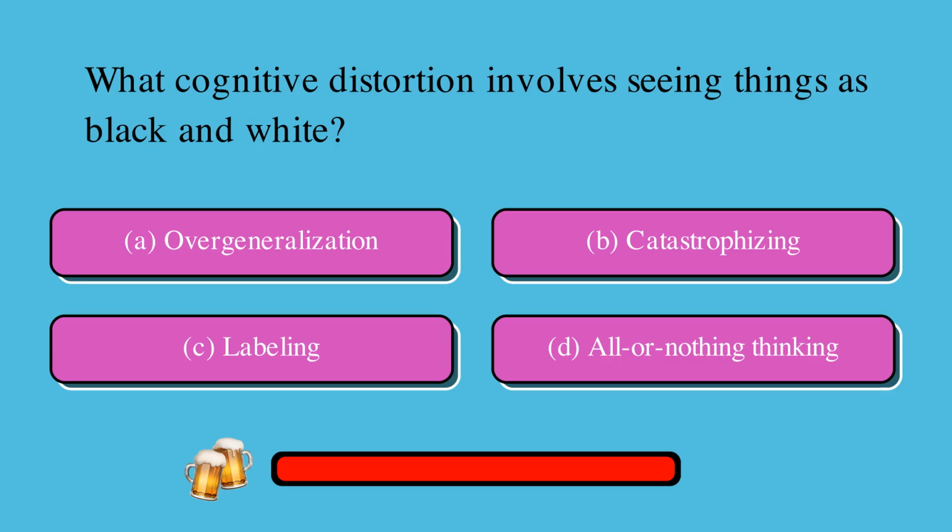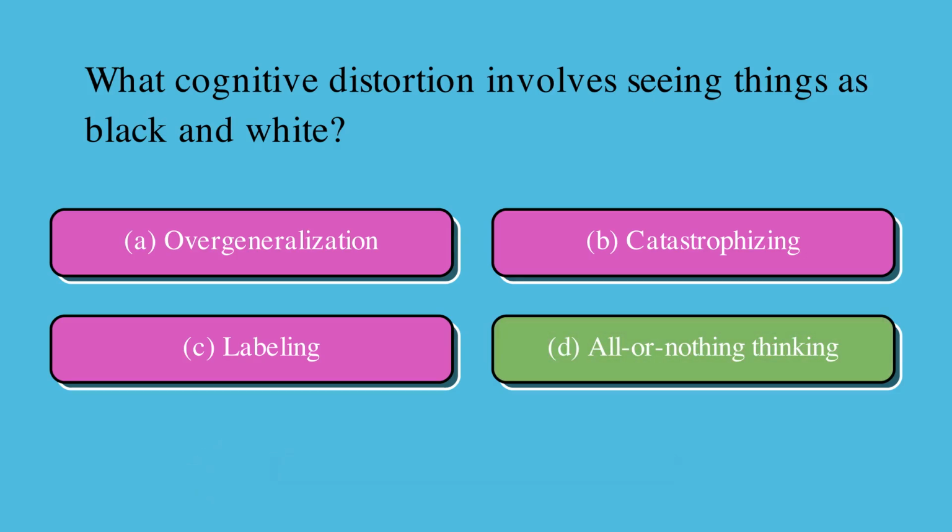What cognitive distortion involves seeing things as black and white? Is it A, overgeneralization, B, catastrophizing, C, labeling, or D, all or nothing thinking? The correct answer is D, all or nothing thinking.